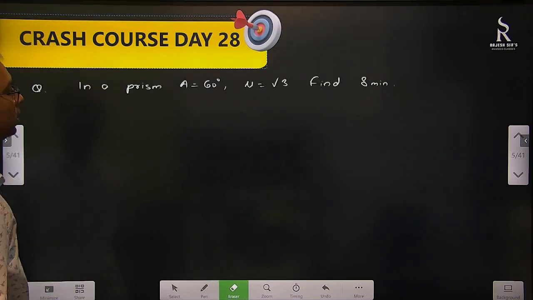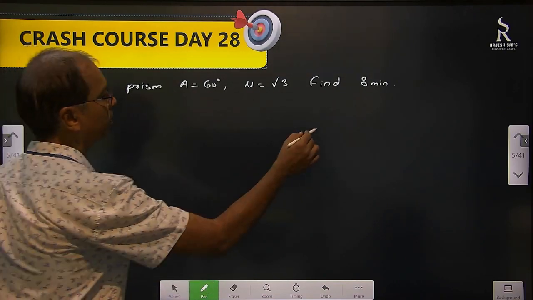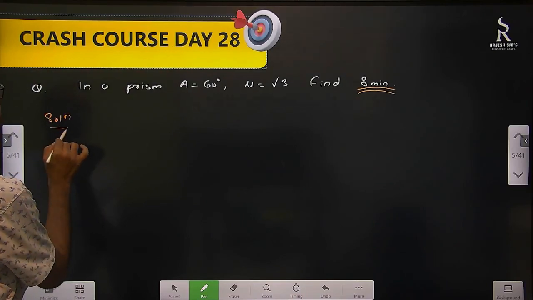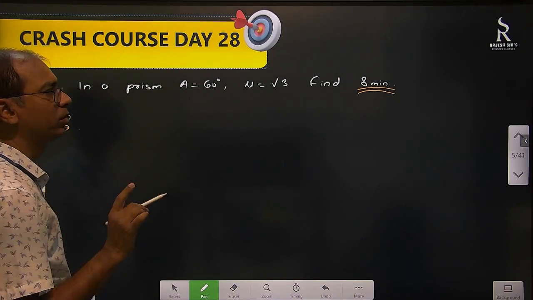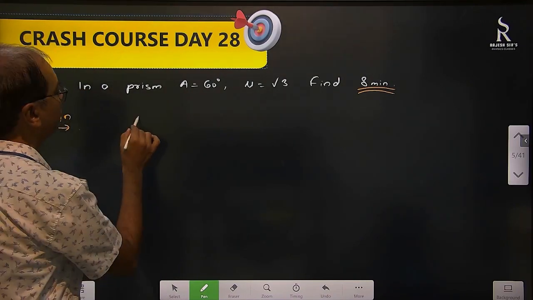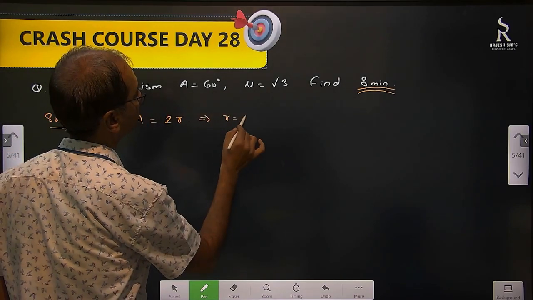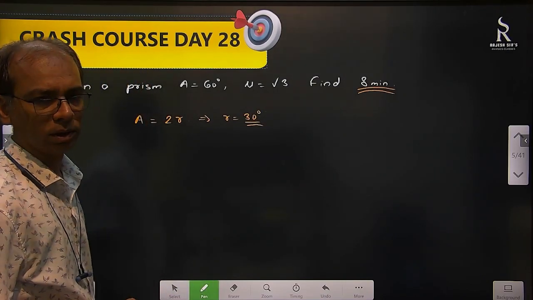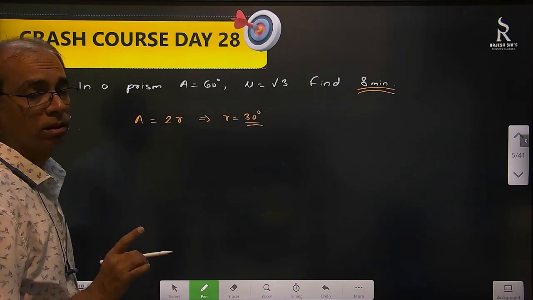Then let's move ahead. There is a question here. In a prism, A equal to 60 degrees, mu equal to root 3, find delta minimum. Now he is talking about delta minimum directly. So what to do? A equal to 60 degrees. For delta minimum, we know that r1 and r2 are equal, so A will be equal to 2r. So r is 30 degrees. We got r equal to 30 degrees. Mu equal to root 3 is given, and delta minimum is asked.